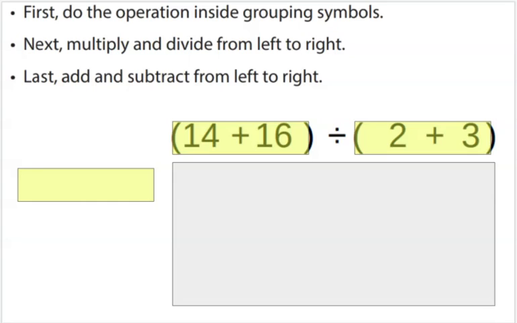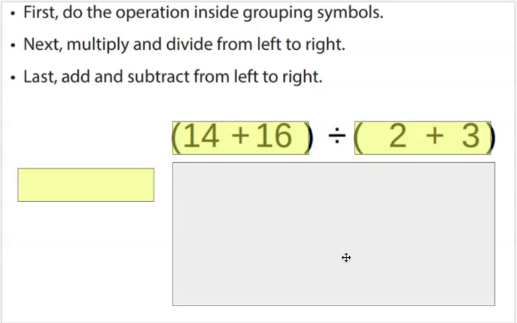So go ahead, if you haven't already, copy this problem down. Then I want you to solve inside each set of parentheses. So you're going to solve inside this grouping symbol, write it right underneath. Solve inside this grouping symbol, write it right underneath, and bring down your division sign.